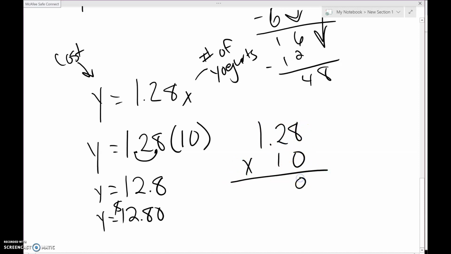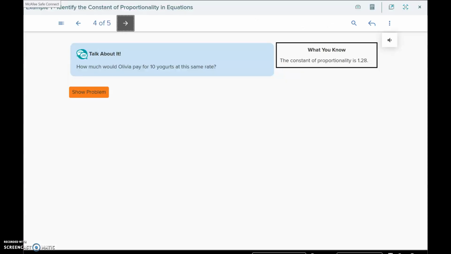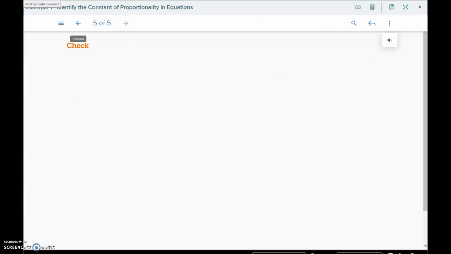I could also do my 1.28 times 10 like this. Well, I know I don't need to multiply that 0 out. So 1 times 8 is 8, 1 times 2 is 2, 1 times 1 is 1. How many decimal places? 1, 2. So I go 1, 2, 12.80. Either way is correct, but it would cost me $12.80 for 10 containers.